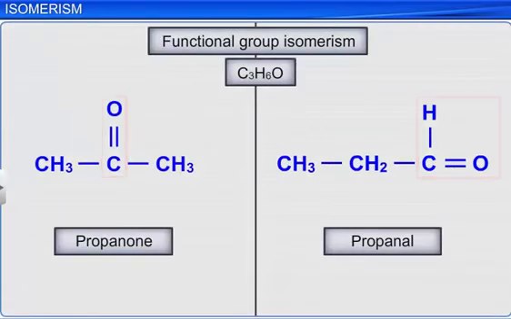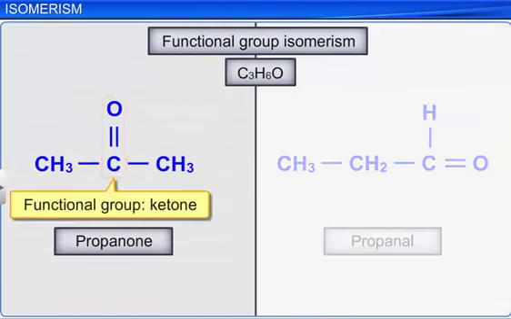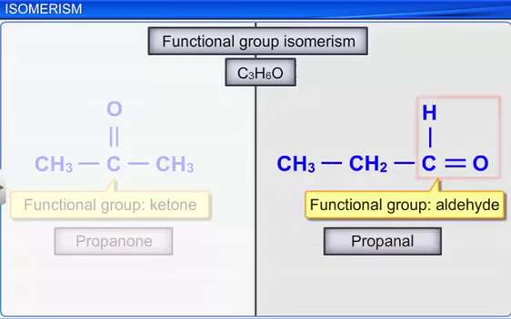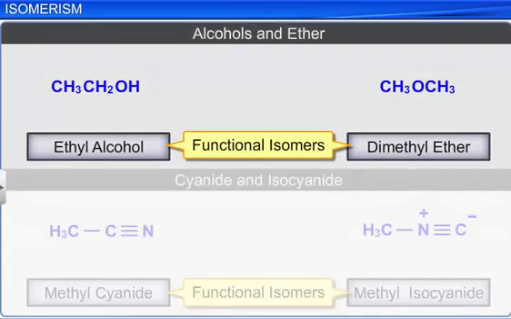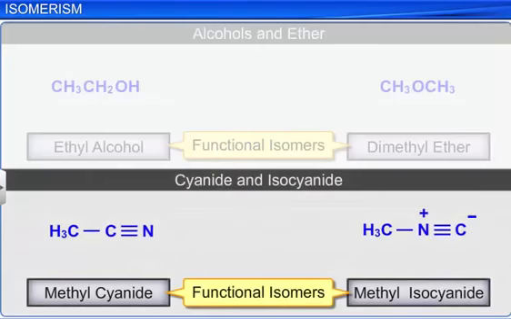Here the functional group differs. That is, in case 1, ketone is the functional group, and in case 2, aldehyde is the functional group. Some examples of functional isomers are alcohols and ethers, cyanides and isocyanides.